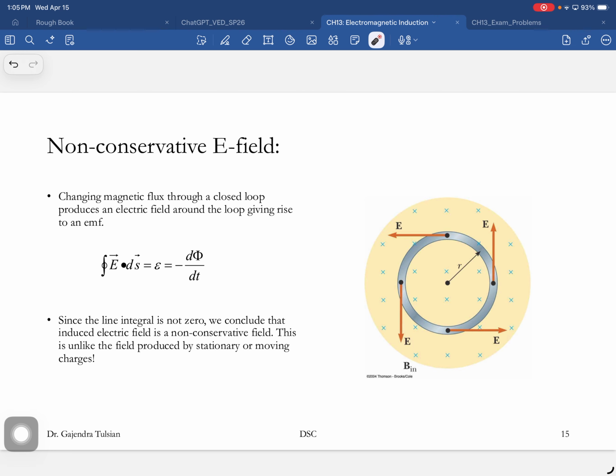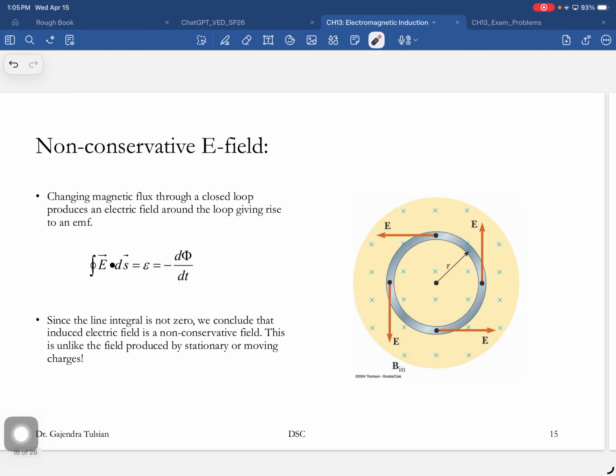So if you stop changing the magnetic field, what happens to the electric field? Let's say this magnetic field were steady. What would be the value of this electric field? 0. So that electric field exists as long as you're changing the magnetic field. And how do you detect the electric field? You can stick a wire out there, and the electric field will drive a current through that loop of wire. So this electric field is a non-conservative electric field.